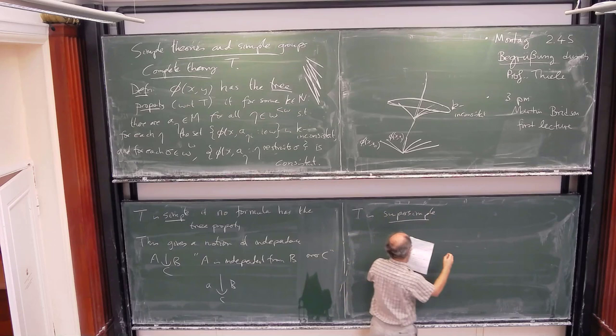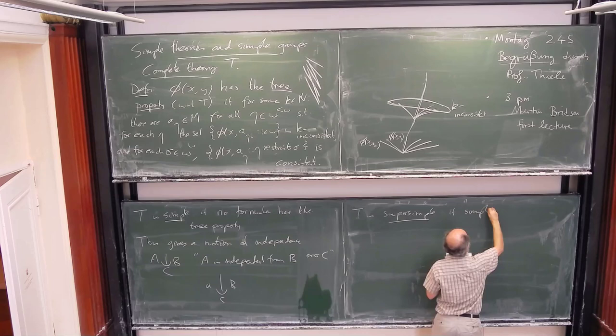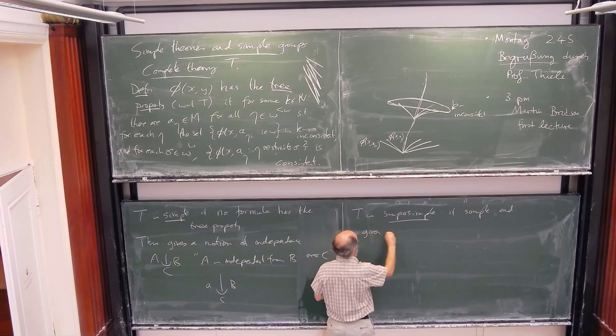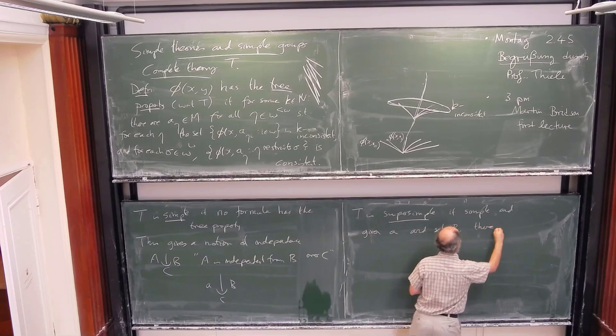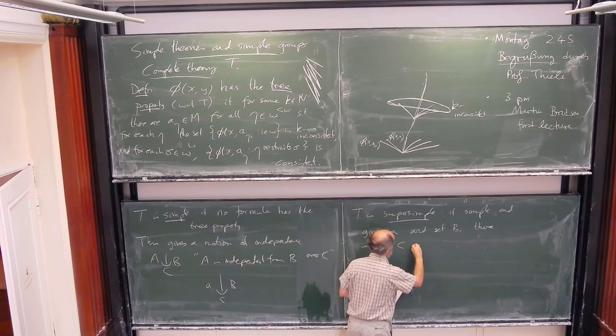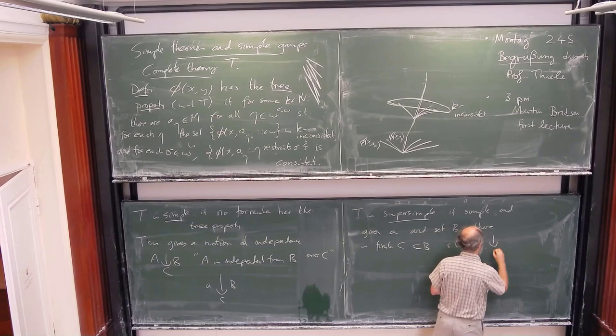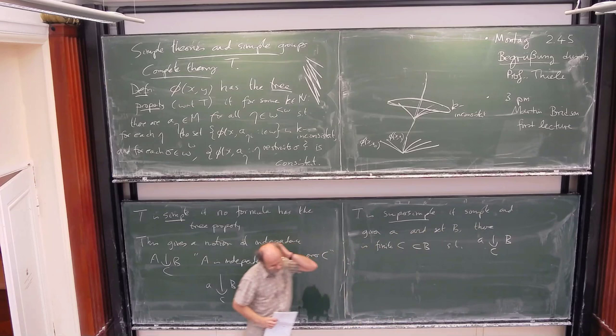This means, if simple, and given, say, a tuple A, all inside our big model, and some set B, there is a finite C inside B such that A is independent from B over C. So you can find a small set over which A is independent. Again, it's hard to unravel what that's saying.